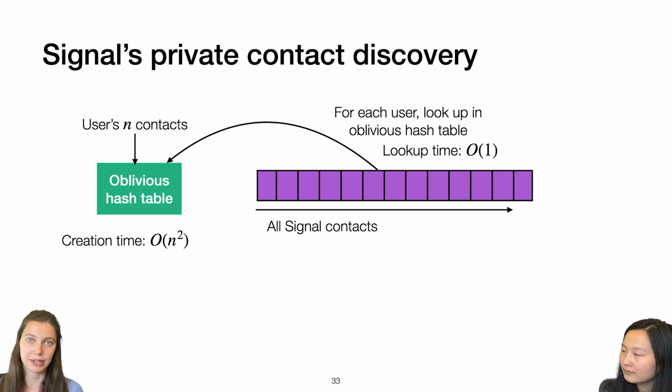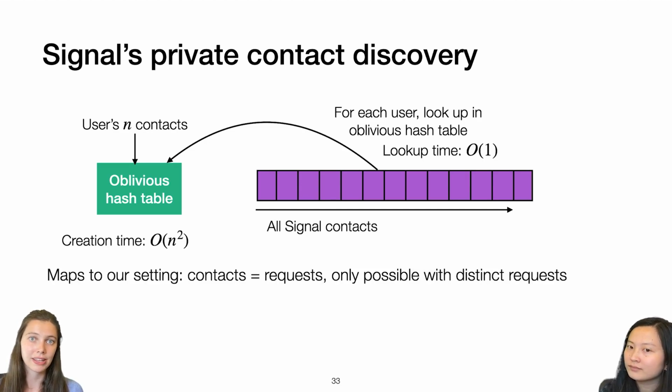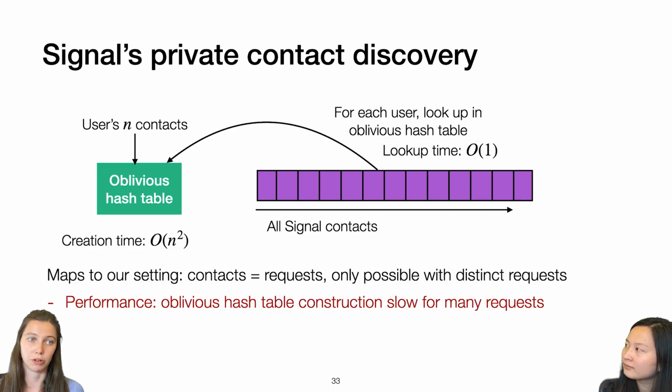This maps pretty well to our setting, so we can just replace contacts with requests. This is only possible because we perform deduplication at the load balancer, so we're just handling batches of distinct requests. However, this has two problems in our setting. The first has to do with performance. Oblivious hash table construction is pretty slow if you have many requests. Signal is really targeting the case where users don't have that many contacts. But recall that we wanted to set our batches to be pretty large when we're creating them with the load balancer in order to minimize the number of dummies that we're adding. So we maybe have a larger number of requests that we're trying to use to create this oblivious hash table, and so this quadratic factor can be substantially larger and slower in practice.